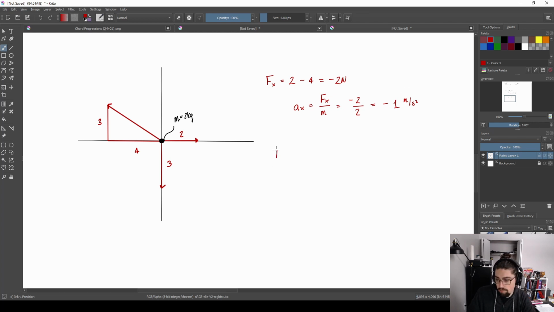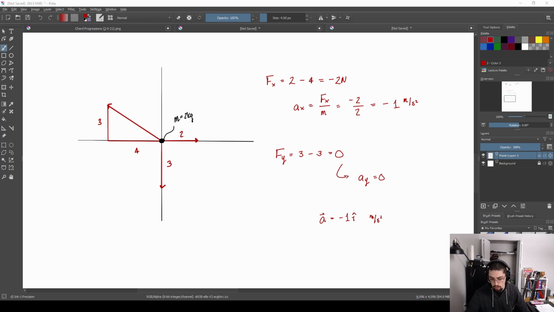I look at the y direction. In the y direction, I have a plus 3. I have a minus 3. That's 0. 0 newtons, 0 acceleration. a of y is equal to 0. And I would be happy with that right there. We could also say that the acceleration vector is equal to negative 1 i hat meters per second squared, 0 j hat, if you want to be very, very thorough with it. How do we feel? Agree? Disagree?